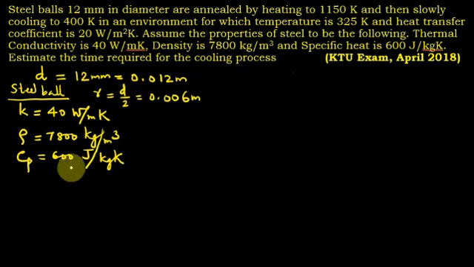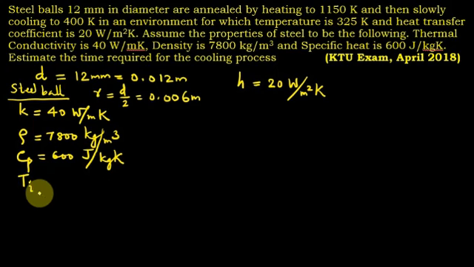Then the temperatures we have. The convective heat transfer coefficient is not a property of the material. So the convective heat transfer coefficient h, you can take 20 watt per meter square Kelvin or degree Celsius. Then the temperatures. What is the temperature of the steel ball? T initial, when time is equal to 0, so time 0 initial temperature, that is 1150. It is given in Kelvin. You don't require any conversion now.